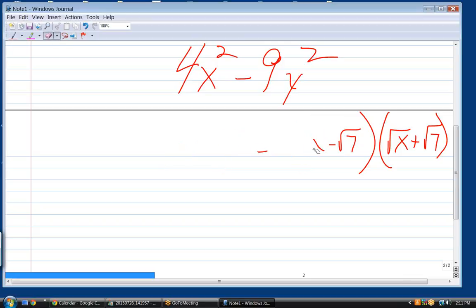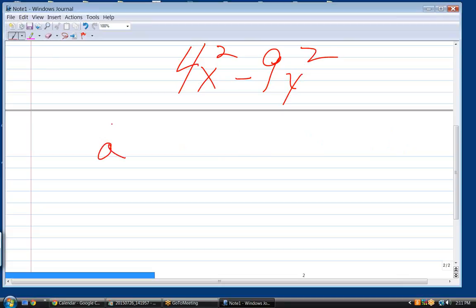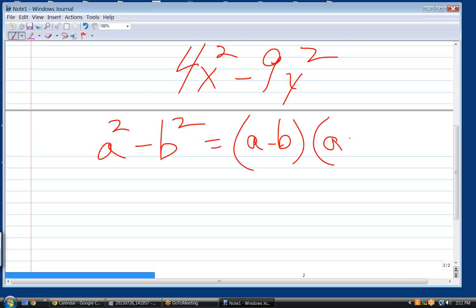It's called difference of perfect squares because it kind of originates from, this is the way they teach it. There's the difference of perfect squares. That's a perfect square, that's a perfect square. They're being subtracted. And that always goes to a minus b times a plus b.